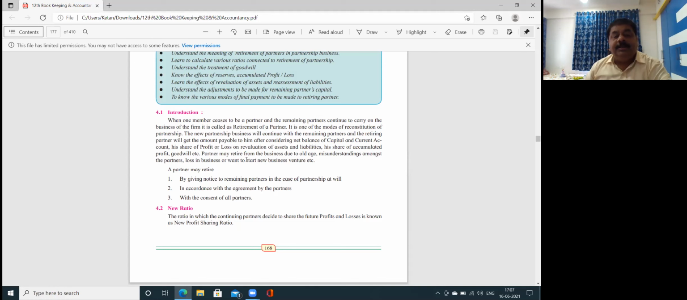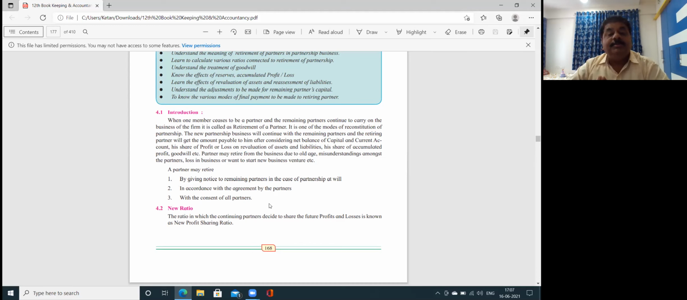Now, a partner may retire from the business due to old age, misunderstanding among the partners, that is dispute between partners, loss in the business, or wanting to start a new business venture. Any reason can be there. Any reason is possible for retirement. A partner may retire as allowed legally. Legally, how should it be done? By giving notice to the remaining partners in the case of partnership at will.